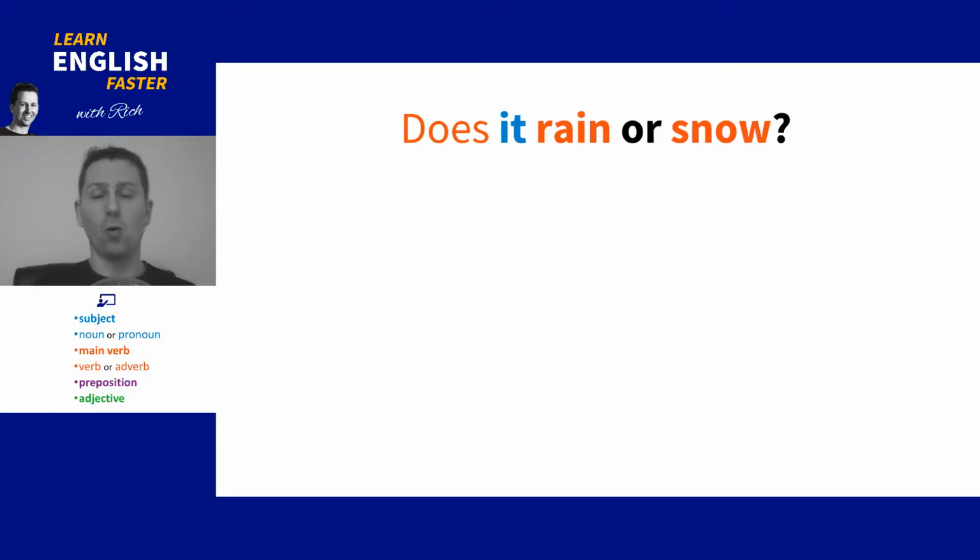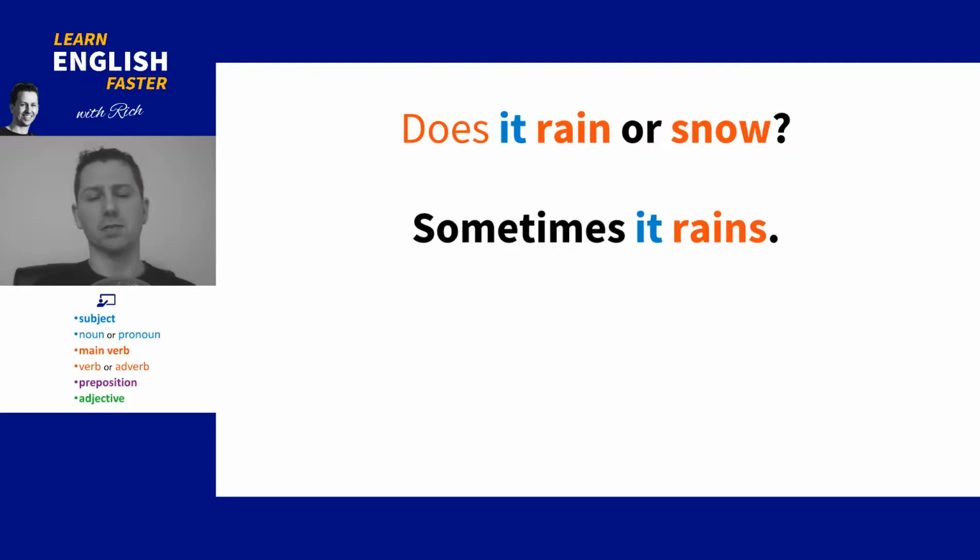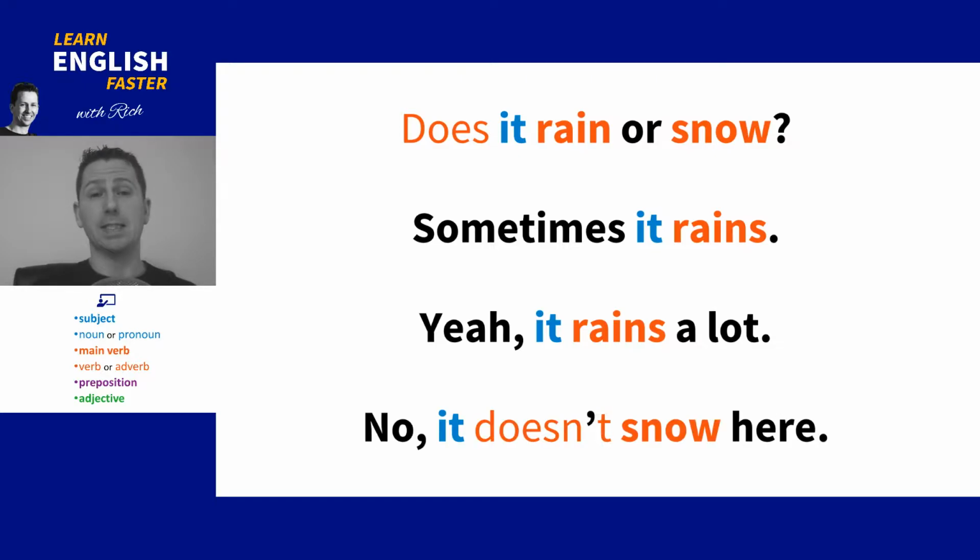Does it rain or snow? Sometimes it rains. Yeah, it rains a lot. No, it doesn't snow here.